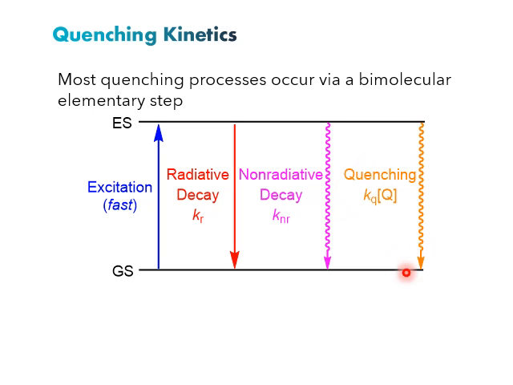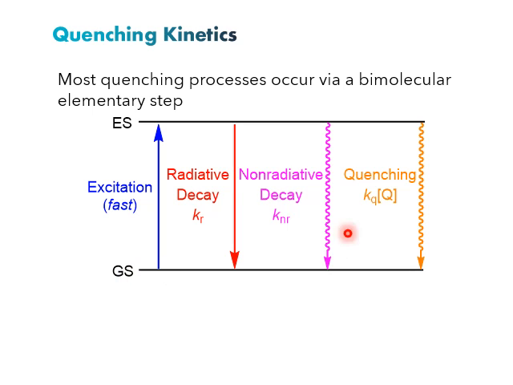So in the absence of the quencher, with no Q present, you would have this simplified Jablonski diagram where you have fast excitation, as we talked about last time, and then radiative and non-radiative decay competing with each other to deactivate the excited state back to the ground state.